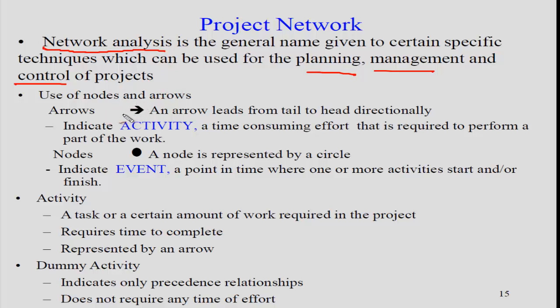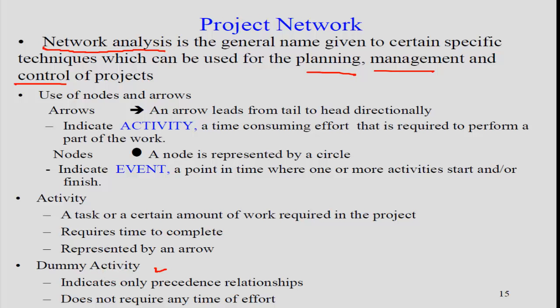The things we need in a network diagram are the arrows, with a direction, which indicate an activity. Then there are the nodes, which we also call events. An activity is something which does some work in a project, some kind of a phase in your project. And then there are also dummy activities. We come to this dummy activity a little later.